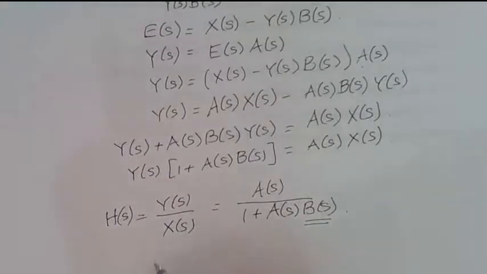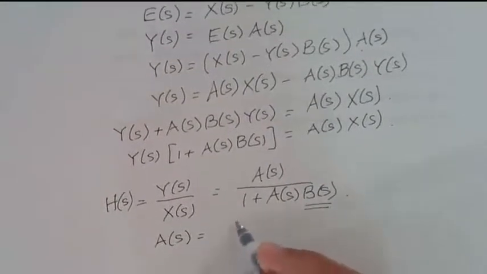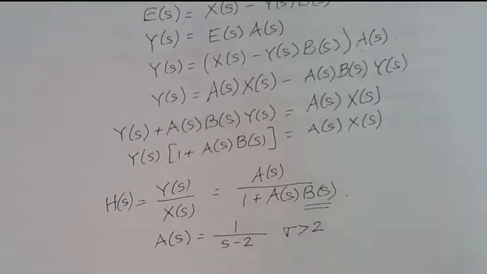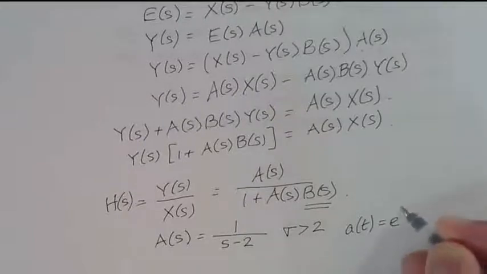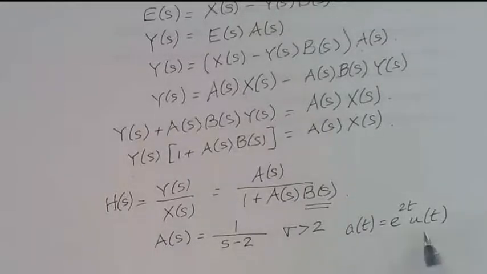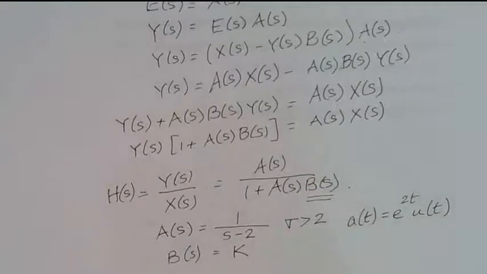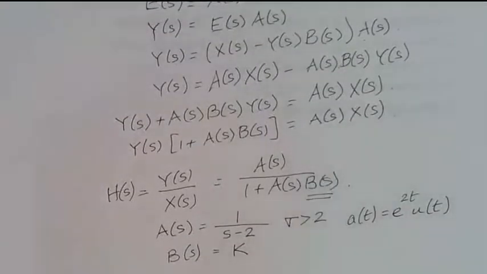So let's suppose A of S is something which has a pole in the right half plane. So let's suppose it's this, sigma greater than 2, and therefore A of t is just going to be equal to e to the 2t u of t. Right? This is clearly an unstable system. Let's pick B of S to be really simple. We'll take B of S to be just a gain term, just a constant term k. And now let's plug all of that in here.